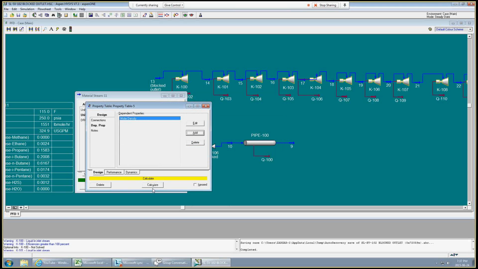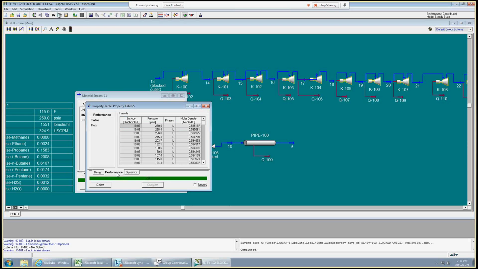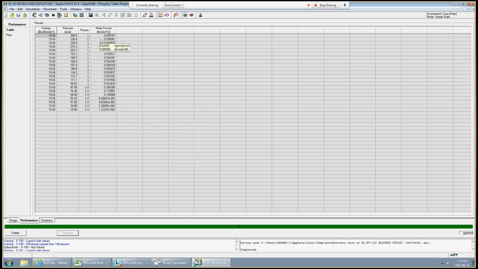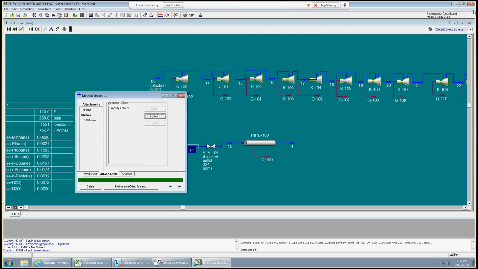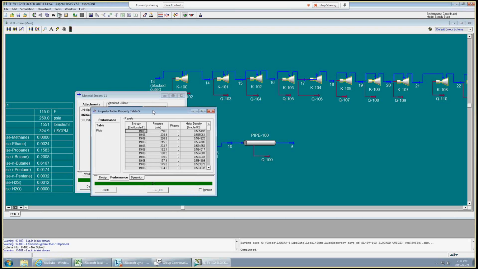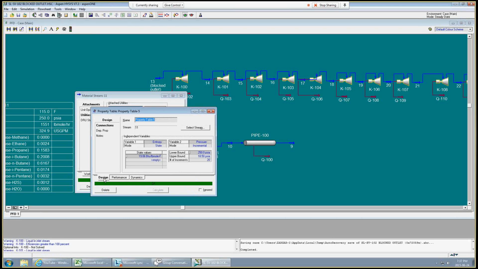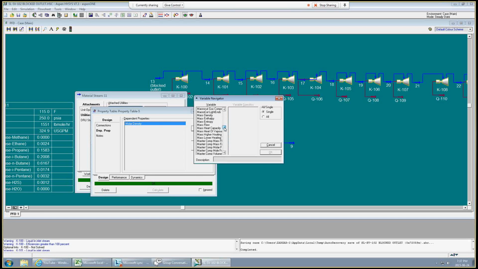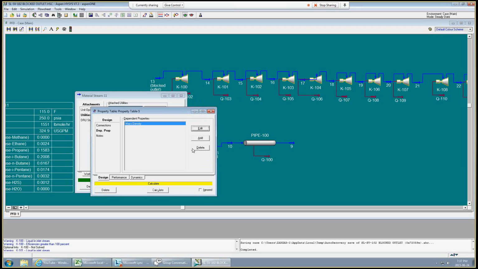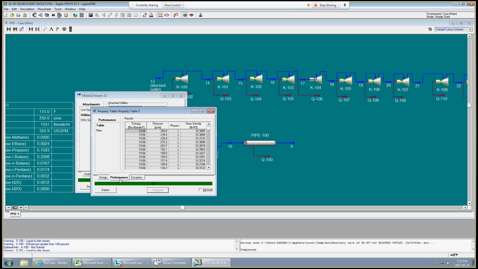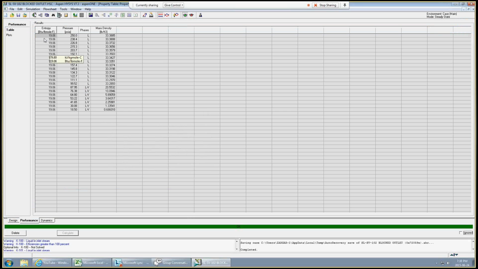Now we can click on calculate, and if we go to the performance tab, we can see mass densities are calculated as a function of, I added the molar density. If we go back to dependent property, we're going to add mass density. Okay. And then I calculate again. So if I go to the performance, we see that pressures and mass densities are calculated.